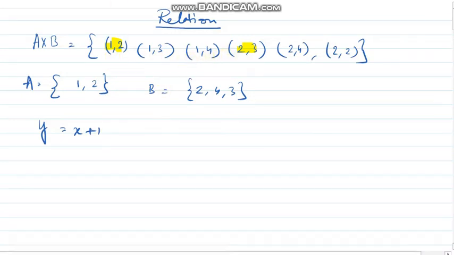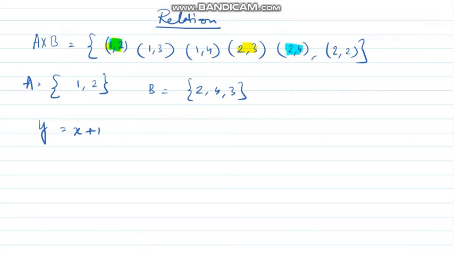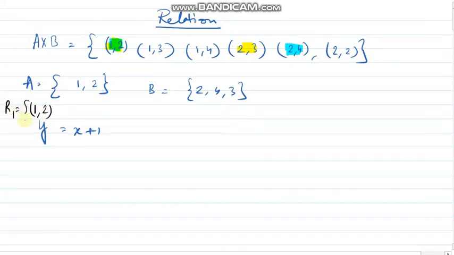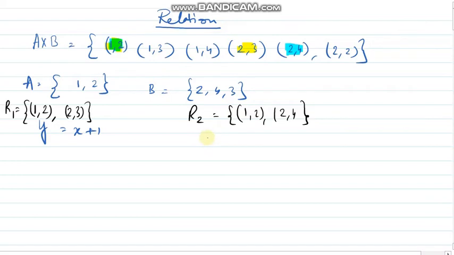Correct? Again, if I choose, just check, I am changing one element, then another element, and I am getting another element. So this relation is valid when I am taking the ordered pairs, the relation R1, as (1, 2) and (2, 3). This is the relation, right? R2, another relation, if I take (1, 2) and (2, 4), what will be the relation? The relation will be y equals 2x.